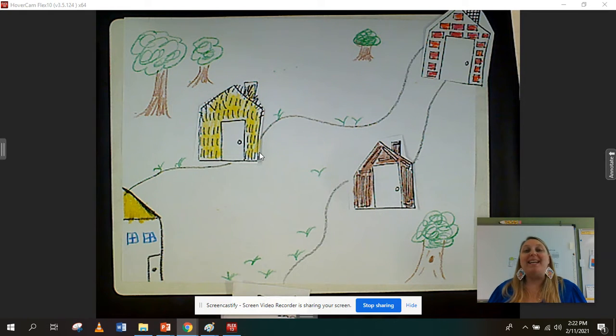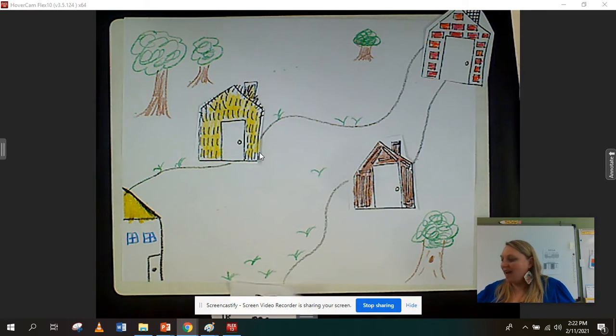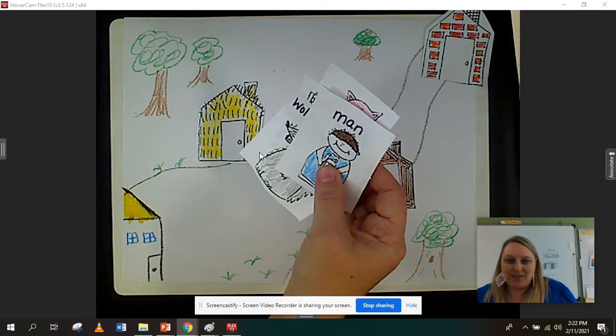But before we get into all of that writing, we need to know how to retell the story before we have to sound out those words and write it down on paper. So we're taking a little time this week, having a little bit of fun, and we have drawn the setting of the three little pigs. And we have our characters of the three little pigs.